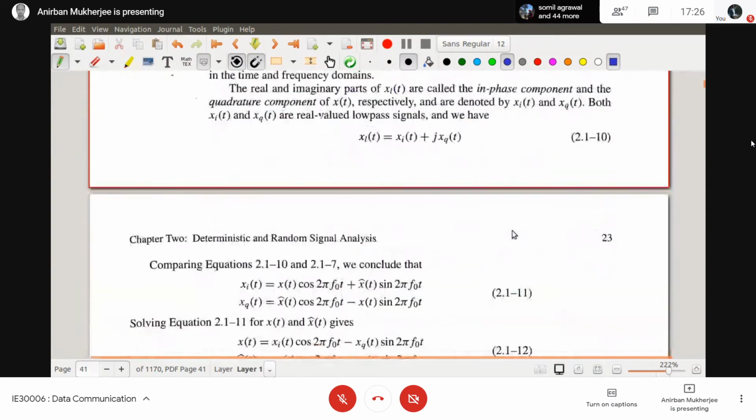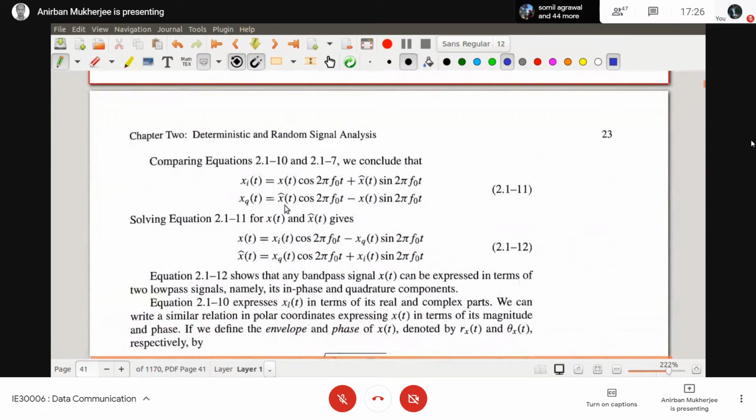Now if you play a little bit with it, you take x(t) out. If you solve this equation, you will find that if you multiply x_I cos 2πf0t, x_I cos 2πf0t is x(t) cos squared 2πf0t. And then the sine cos terms, you add it up, and finally you can get that this is my original bandpass signal and this is the Hilbert transform.